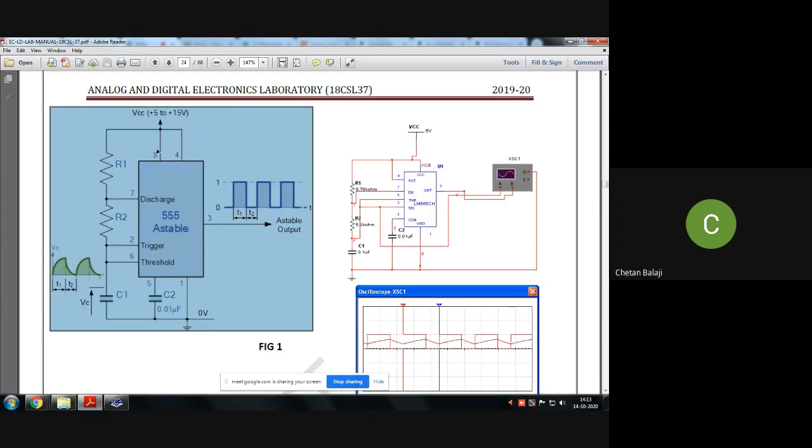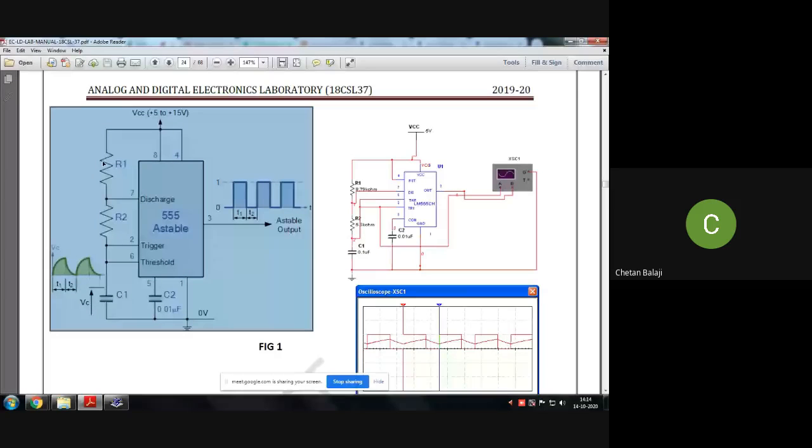Okay, fine. Now, if you look at this circuit here, you can see R1, R2, C1, C2. R1, R2 are resistor 1 and resistor 2. C1, C2 are capacitor 1 and capacitor 2. Out of which, capacitor 2 value is fixed. Capacitor 2 value is fixed at 0.01 microfarad.